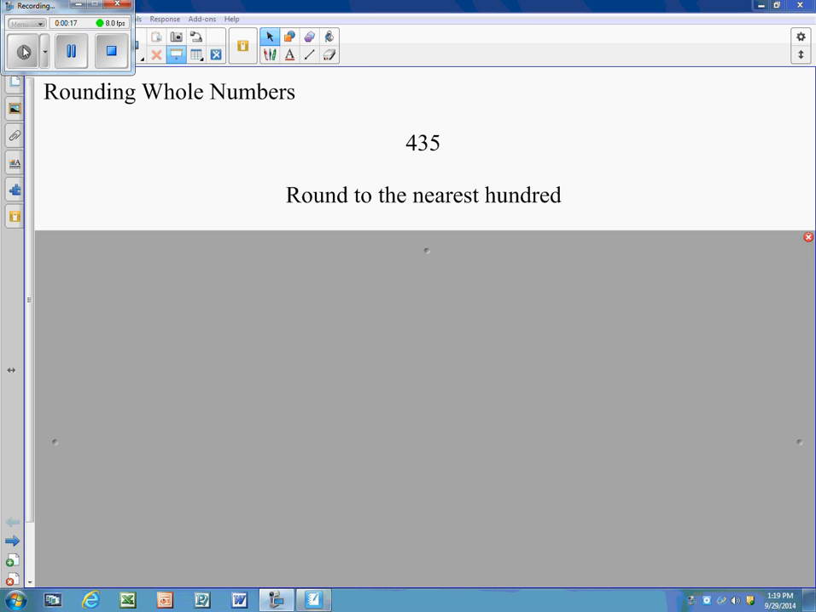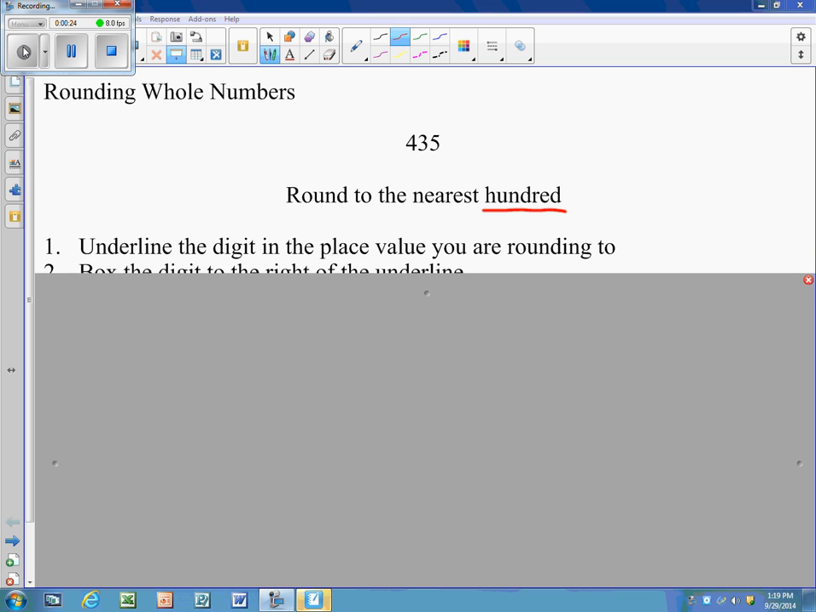First, we have to look at what place value we are rounding to. It's telling me to round to the nearest 100. So once I round to the nearest 100, the first direction tells me to underline the digit in the place value you're rounding to. So my 4 is in the hundreds place, so I'm going to underline it.